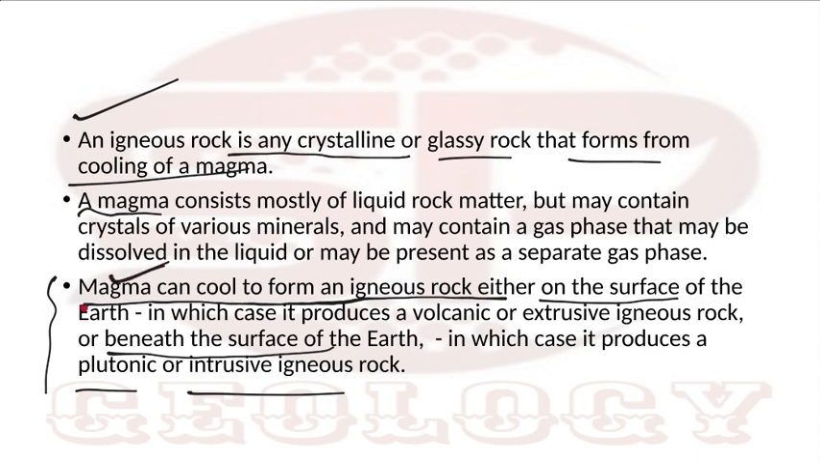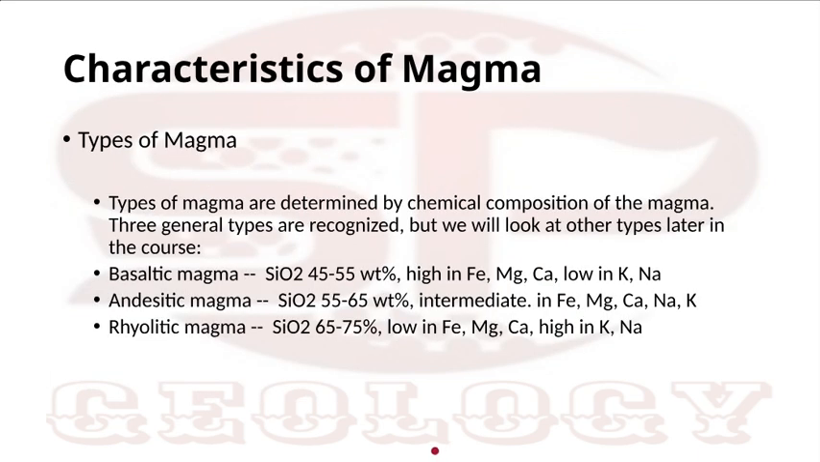So what are the different characteristics of the magma that we'll study? First, what are the types of magma? Magma can be divided into three types on the basis of their silica percentage, SiO2 percentage.